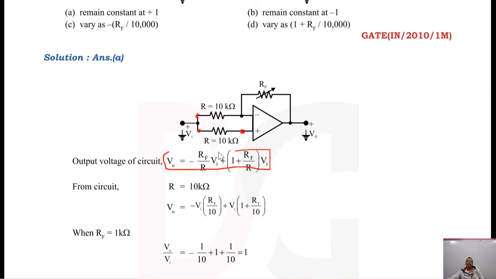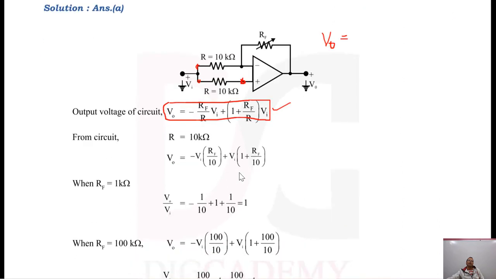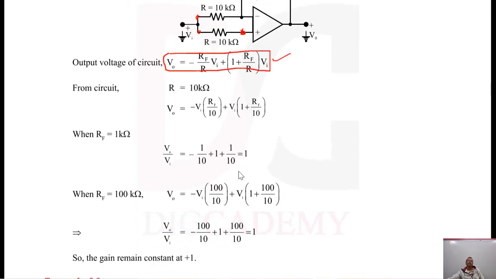So this is the expression of output voltage. You should remember such expressions directly. The output of an op-amp circuit with negative feedback, with respect to the voltage connected on the inverting side, is minus RF upon R1, and with respect to the voltage at this node it is 1 plus RF by R1 into this voltage. Fine. So that is the expression of output you get.